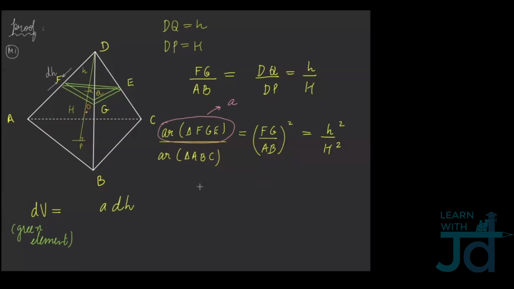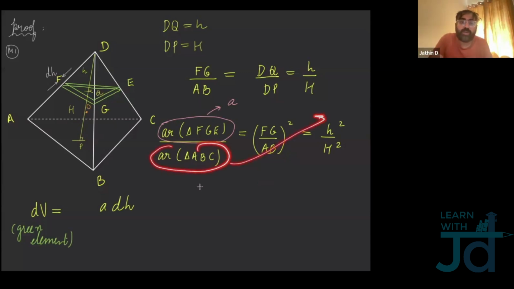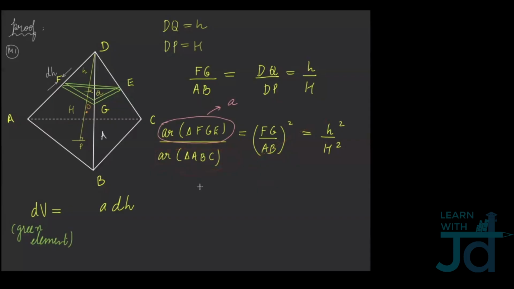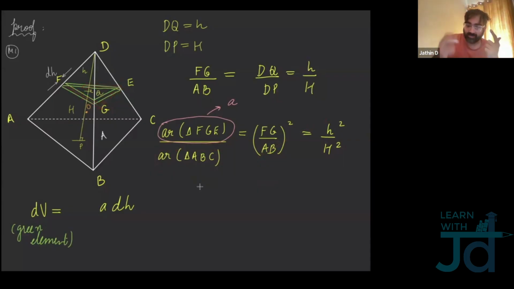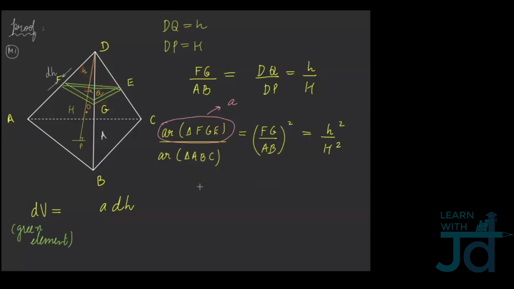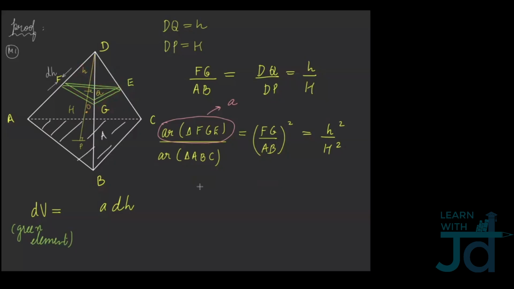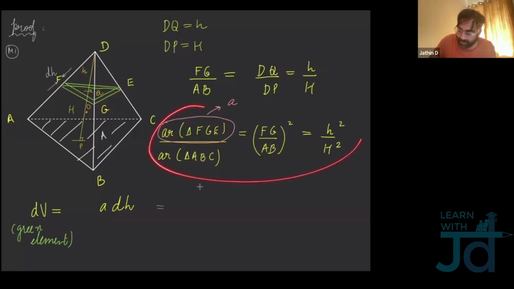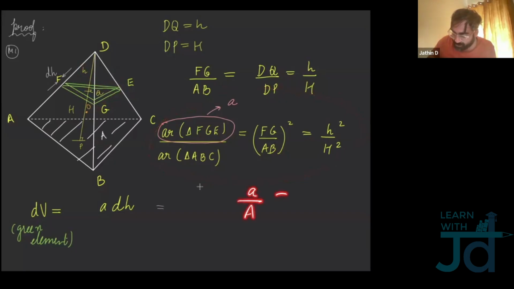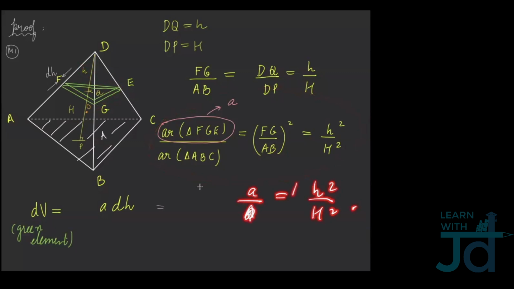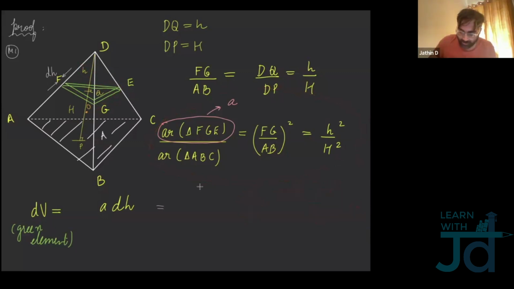Now I can bring this to the other side. This is the area of the base, which is anyway a constant. The green element's area is changing with h, so small a is a variable here. But capital H and capital A are constant. This area is capital A. So from this equation, can I write that A by capital A is equal to h square by capital H square? And a I can bring to this side.